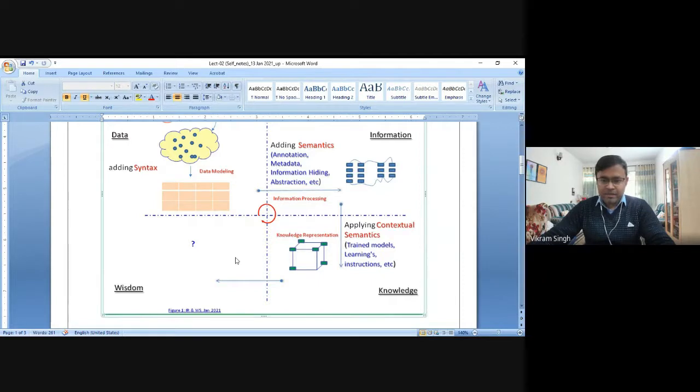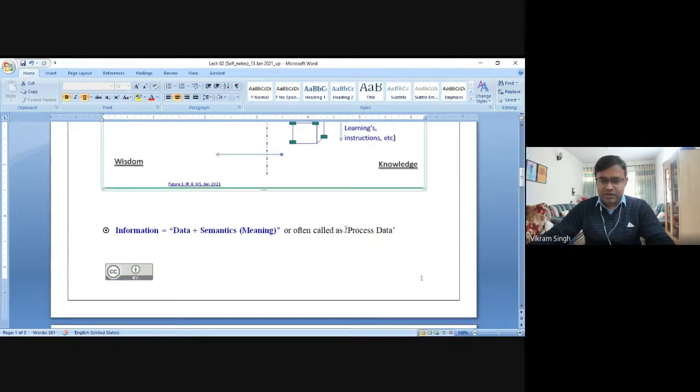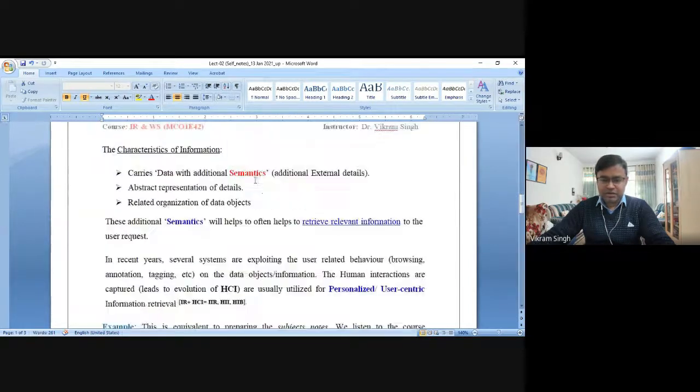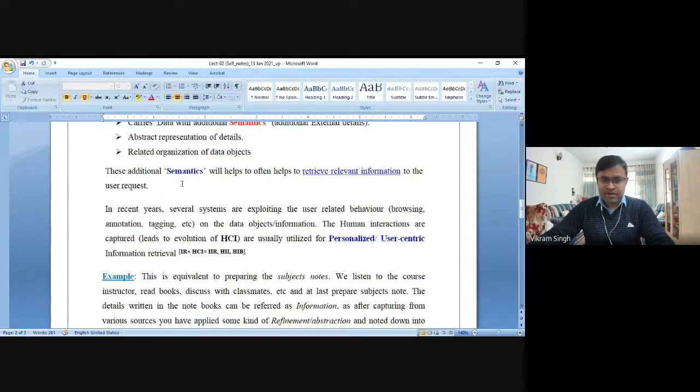So I hope we have correctly opened up all these possible quadrants, right? There are a few points made in the notes below. Data information is data with some semantics, right? It is often referred to as processed data. There are a few characteristics which you can observe also, right? These additional semantics will help you to often retrieve relevant information. That is something which you have already made.